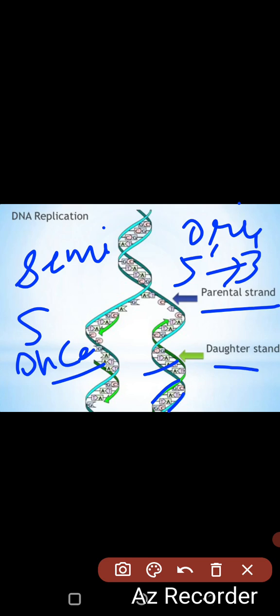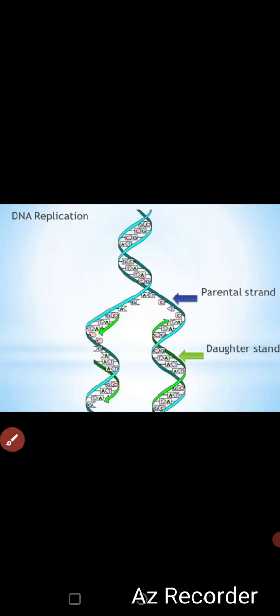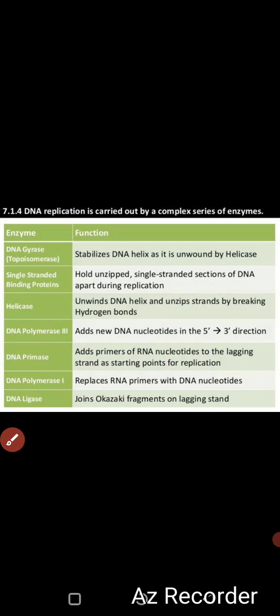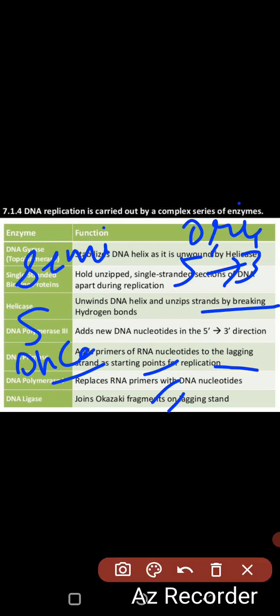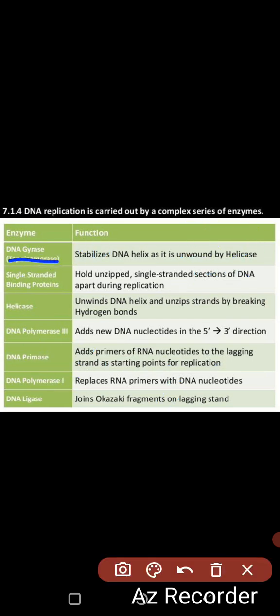Now comes the enzymes which are responsible here. Here you can see the DNA gyrase, or you can say topoisomerase. So here you can see it stabilizes the DNA helix as it is unwound by the helicase enzyme. So first of all, helicase is responsible for unwinding of the DNA helix, or you can say unzipping, by breaking the hydrogen bonds. Next comes the topoisomerase.